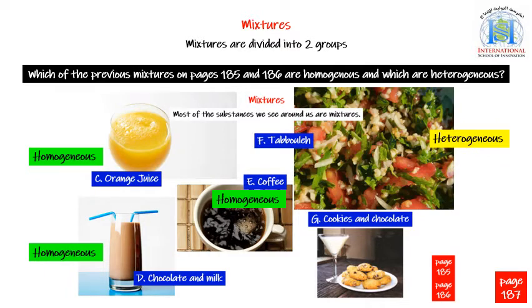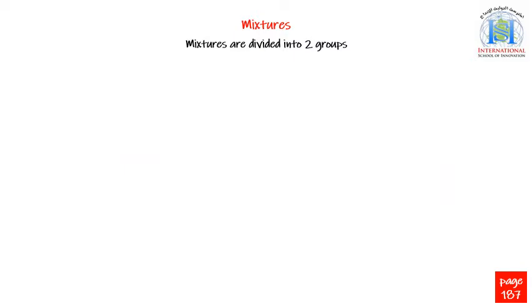What about a mixture of cookies and chocolate? Since we can see the chocolate chips in it, that means that we have more than 1 color. So this is a heterogeneous mixture. Good job. Let's continue.